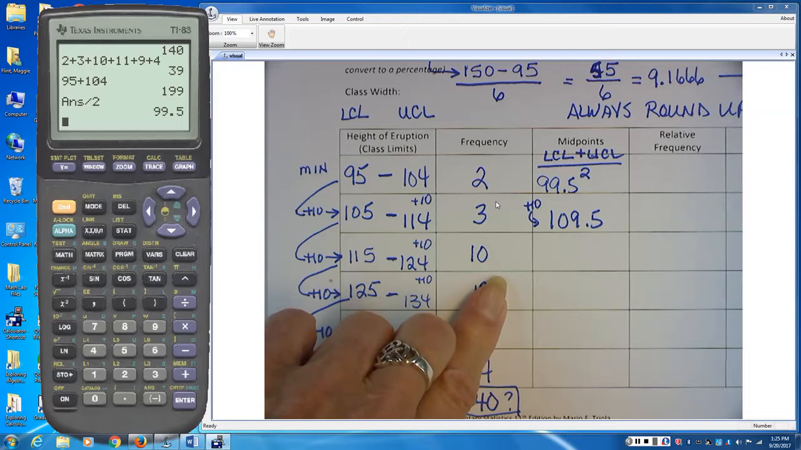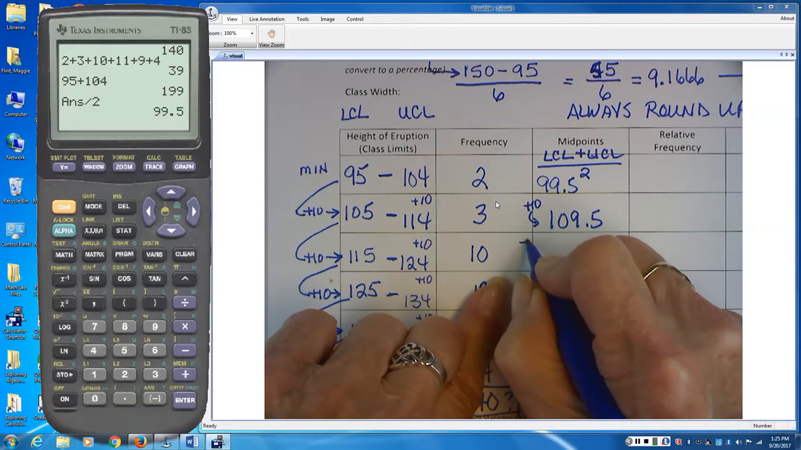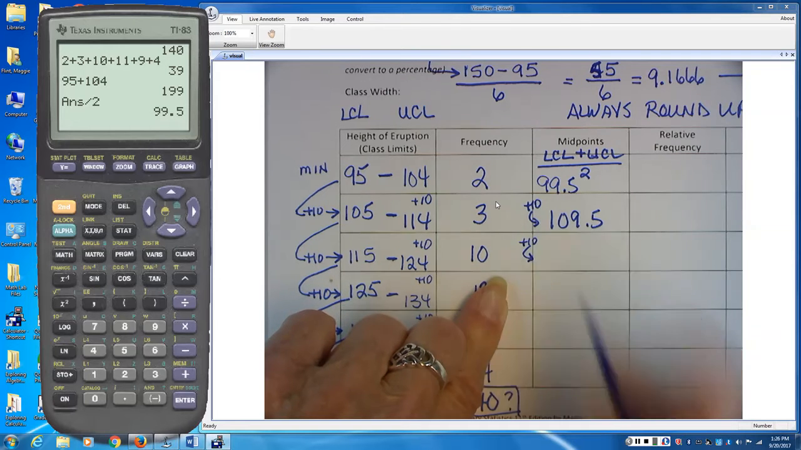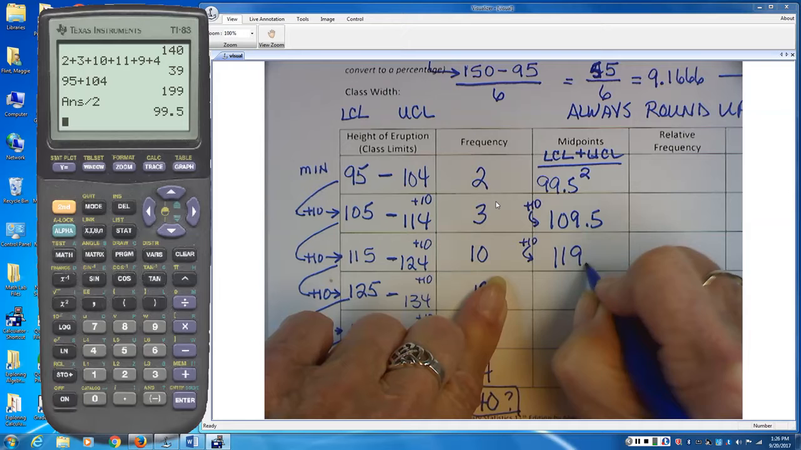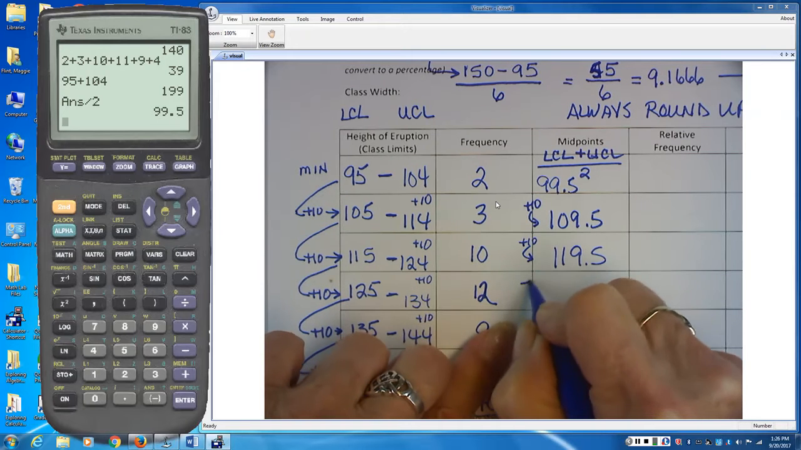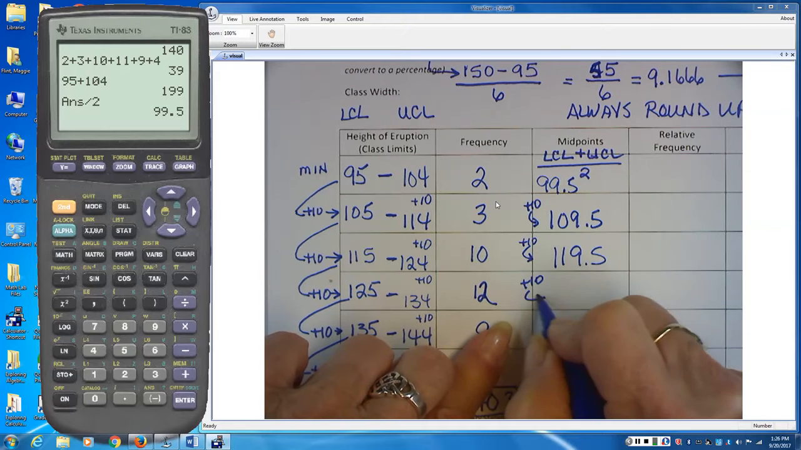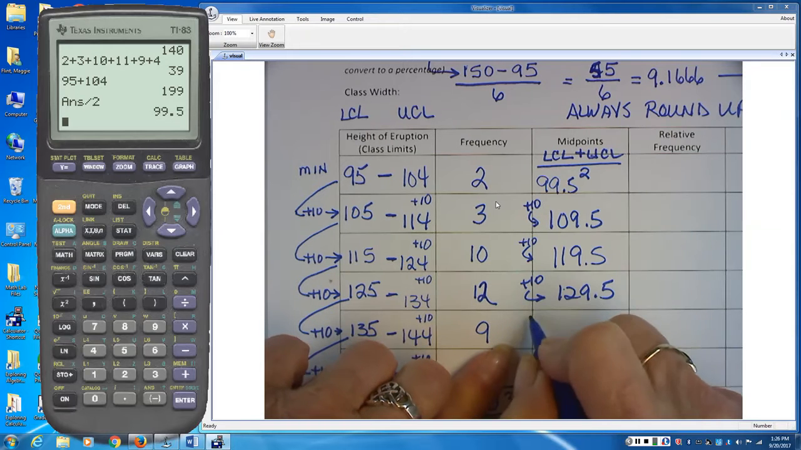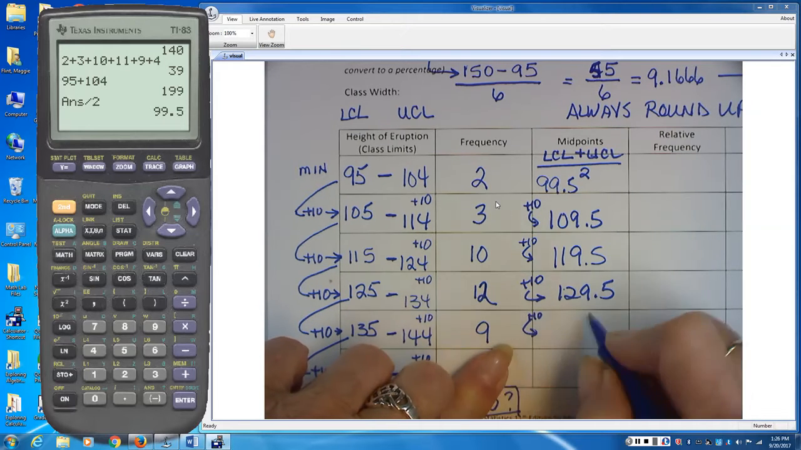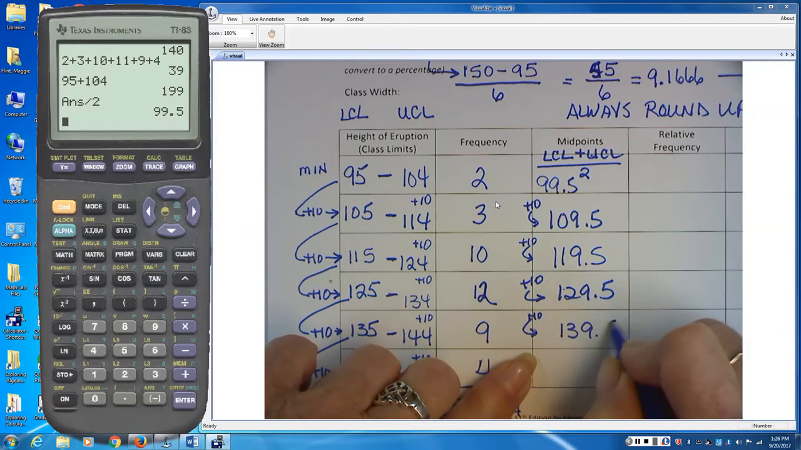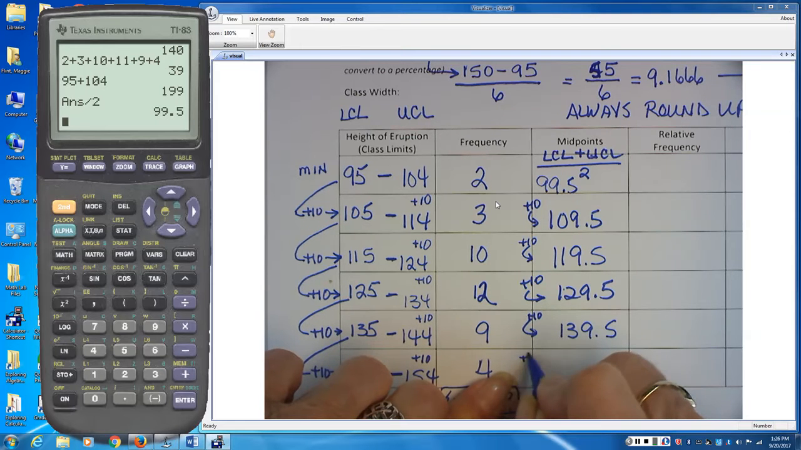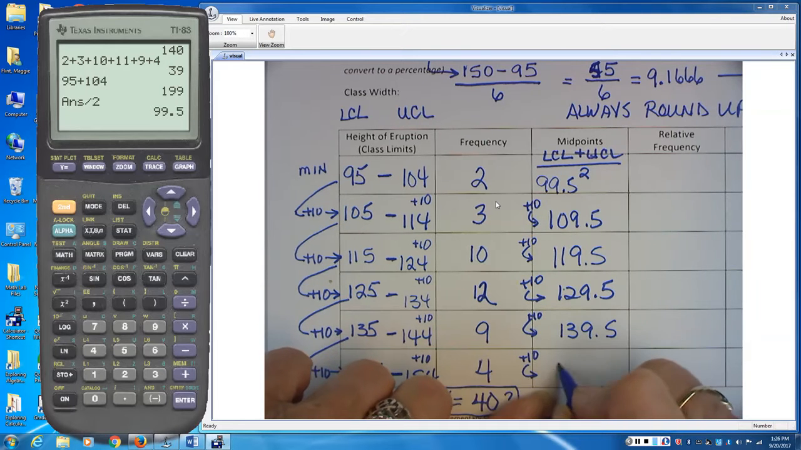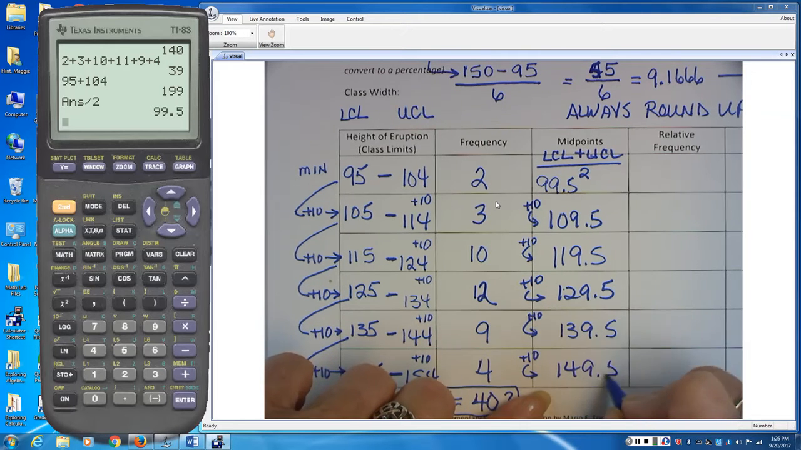And your next one is 109.5. Add 10 again. 119.5. Add 10 again. 129.5. Add 10 again. 139.5. Add 10 again. 149.5.